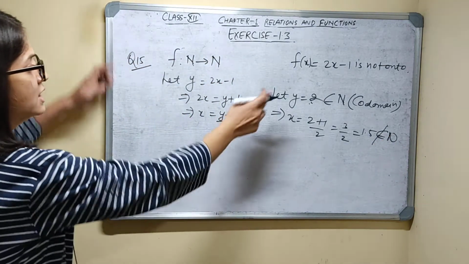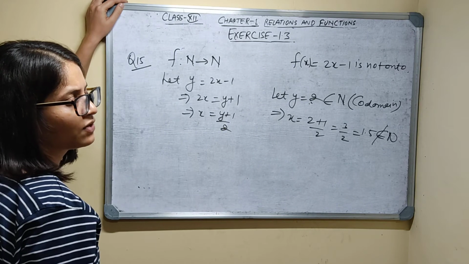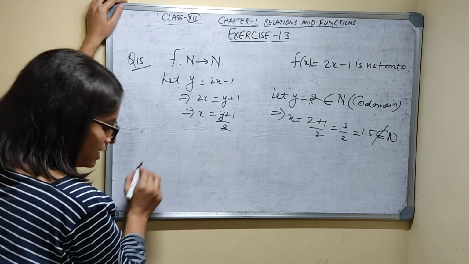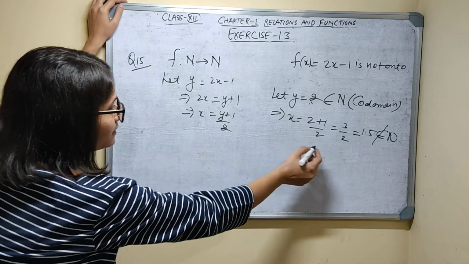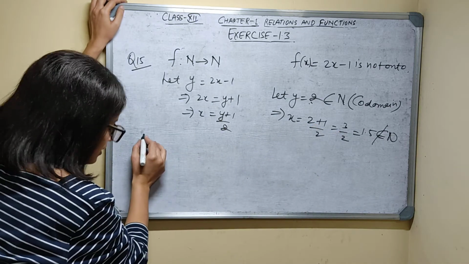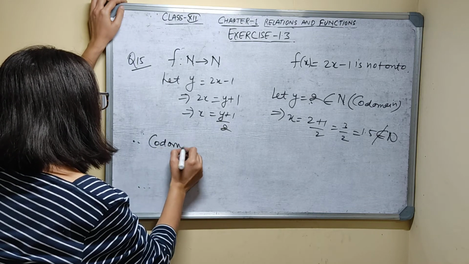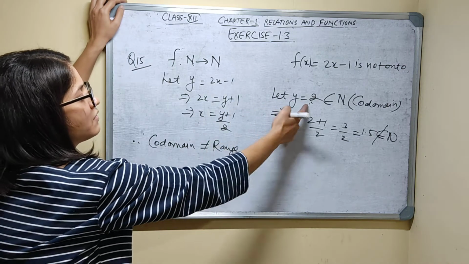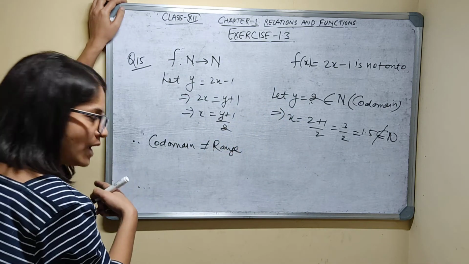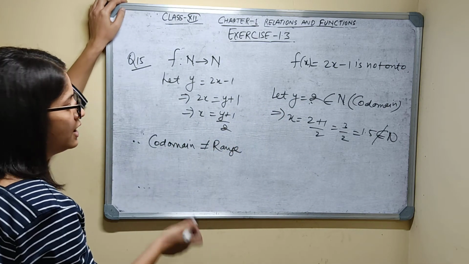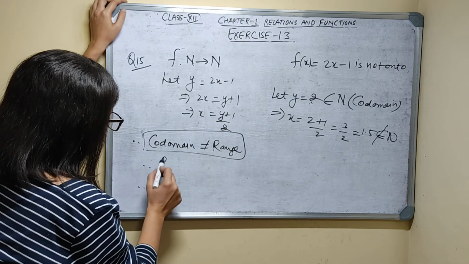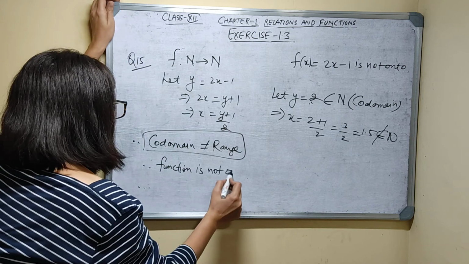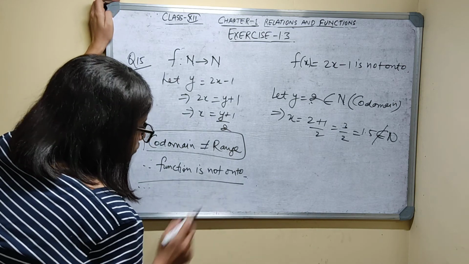So I can say this y is equal to 2 is not related to any element. So here I can say, I will write here, x does not belong to natural numbers. So I can say codomain is not equal to range, because y is equal to 2, 2 is not belonging to any element of x. So codomain and range are not equal. So I can say function is not onto. Function is not onto. Like this you have to solve. Thank you.